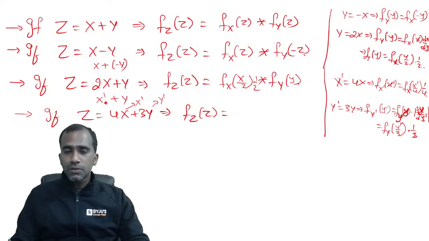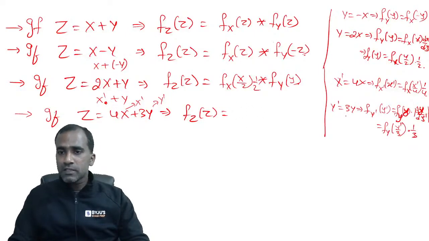If you want to write it, you don't need to write mathematically in this format. You can just find the PDF of 4x from this relation, and you can find the PDF of 3y using this relation. Once you get these two PDFs, just do convolution in any format that you know.